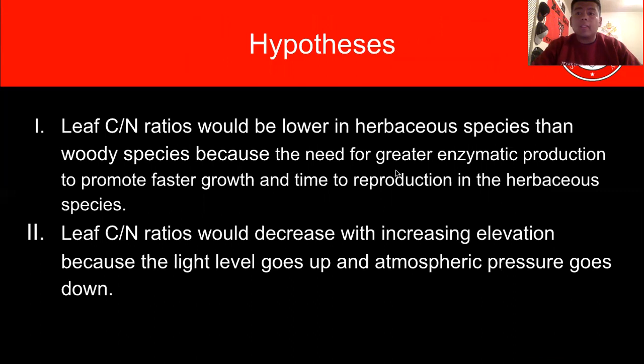And the hypotheses that I came up with separately for each defining factor: for woodiness, that leaf carbon nitrogen ratios would be lower in herbaceous species than woody species because of the need for greater enzymatic production to promote faster growth and time to reproduction in the herbaceous species. And for elevation, which is the environmental factor, I said that leaf carbon nitrogen ratios would decrease with increasing elevation because the light level goes up and atmospheric pressure goes down.